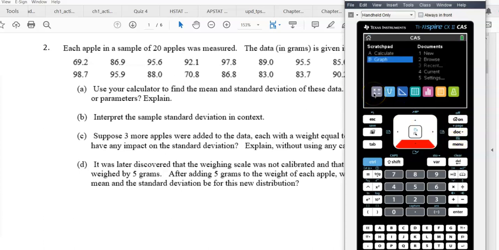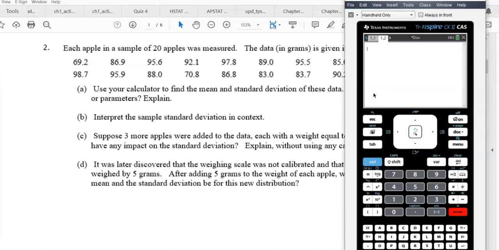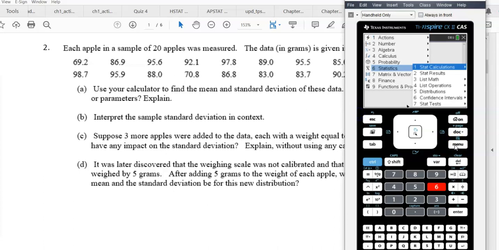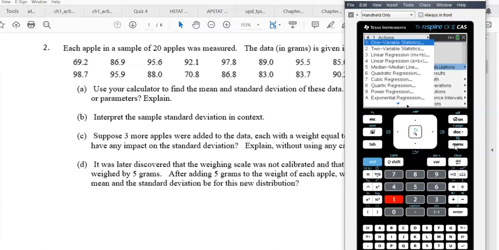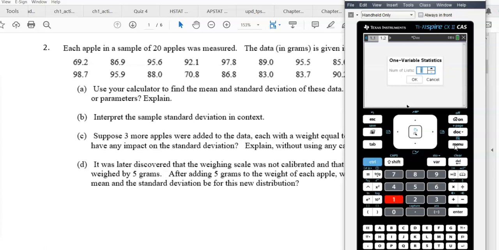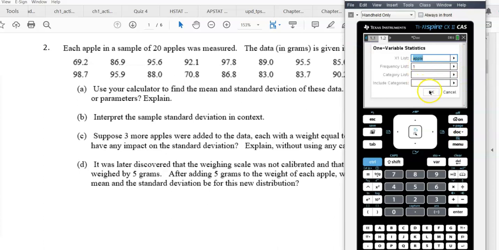So I like to go down to the bottom left. Don't go to scratch pad, so I can talk through that page. And now I'm on page 1.2. And I'm going to hit menu 6, which is statistics. 1-1, the stat calculations, one-variable statistics. Press OK for one list. Name the list. I like to click inside of there and just choose the name, which is apple, rather than typing it, and just press enter.